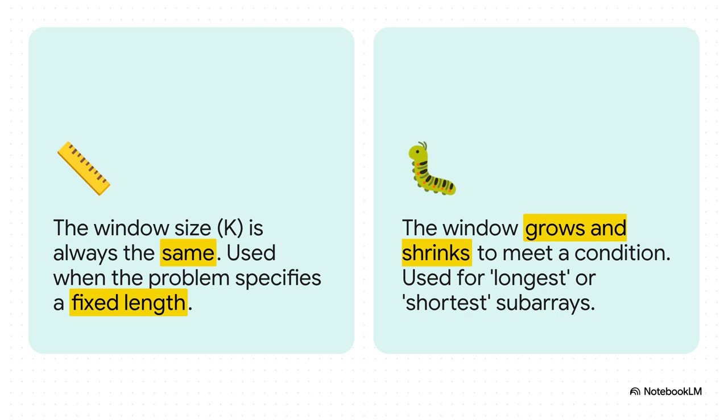But then you've also got the variable size window. This one is way more dynamic. It can actually grow and shrink to satisfy some kind of condition. That caterpillar analogy is perfect. It's inching along, changing its shape as it needs to. You use this when a problem asks for the longest or shortest something that meets a certain rule.